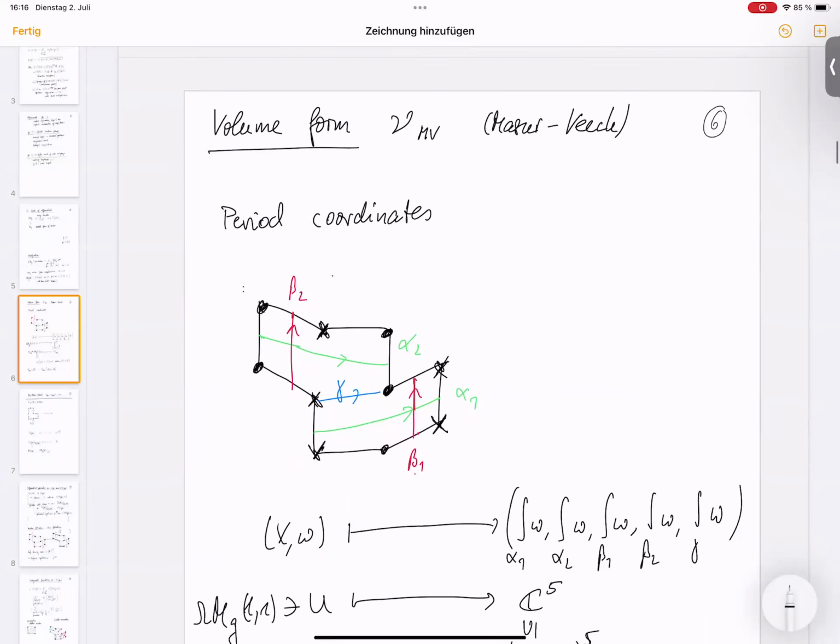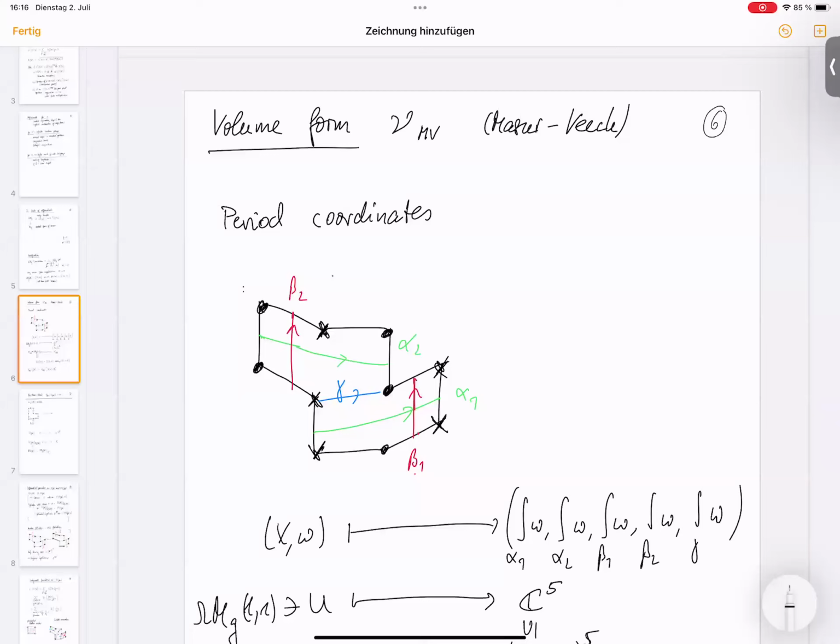Okay, so the first thing we did for the case of the modular surface, we said there's the Haar measure on the Lie group G that descends to the modular surface. We need the analog of that here. And that is what's called the Siegel-Veech volume form. And we have that thanks to the existence of period coordinates.